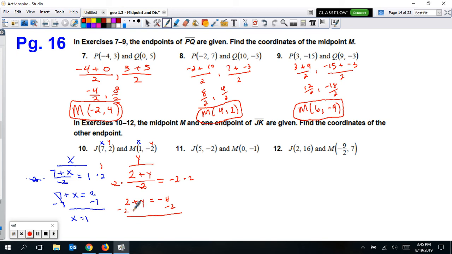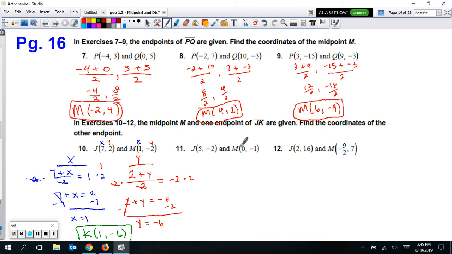So we're going to solve for y. Cancel those 2's out. Y is equal to negative 6. So our ordered pair answer here would be for point K. We don't know what K is, so we're going to say K is the ordered pair positive 1 comma negative 6. That's our answer on this one.